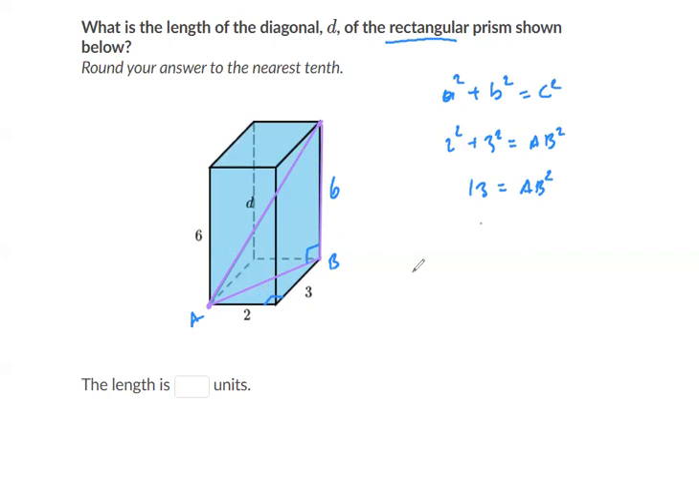You may find AB if you want to, but we don't really need that, so I'm going to leave AB squared as 13 because I don't need AB itself. Now I want to take this triangle and use the Pythagorean theorem in that right triangle. Let me use a different color. Then you will get AB squared plus 6 squared equals D squared.